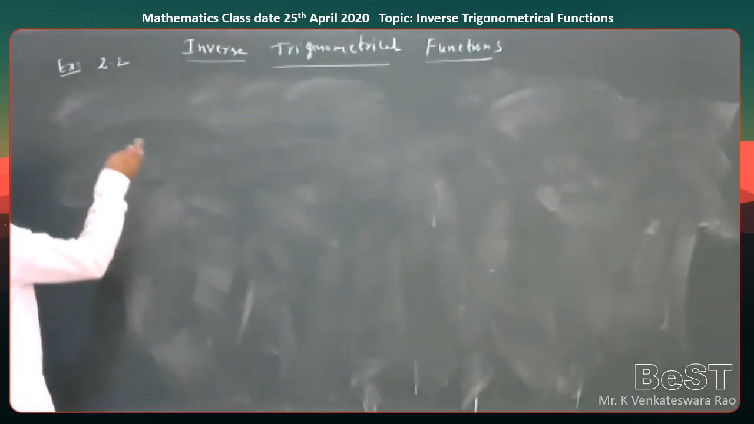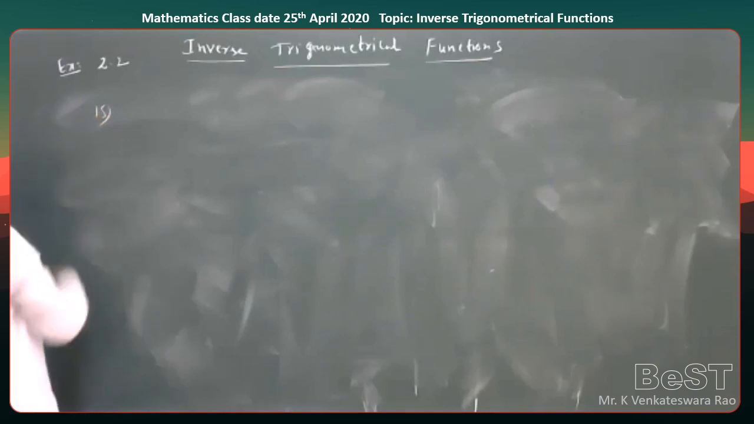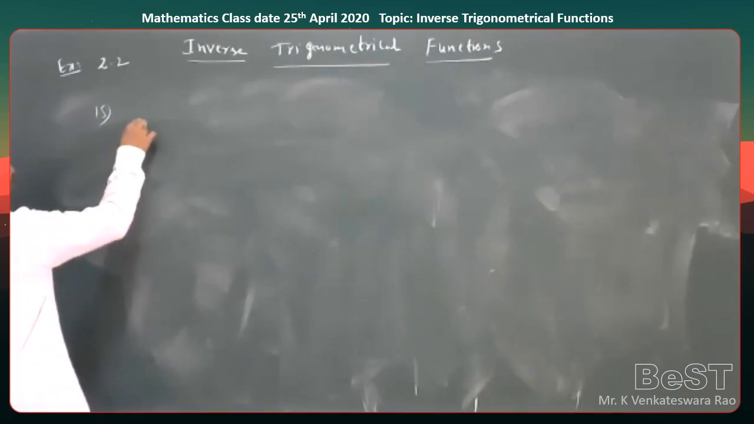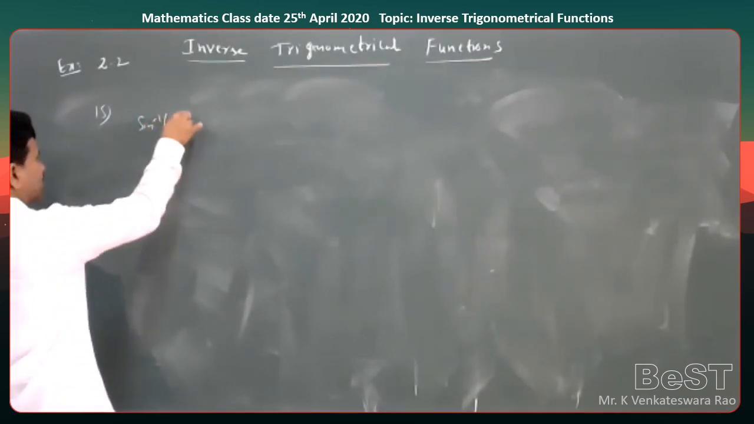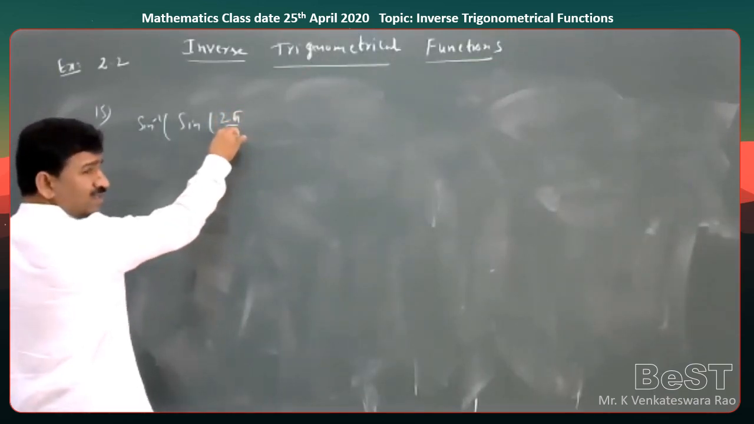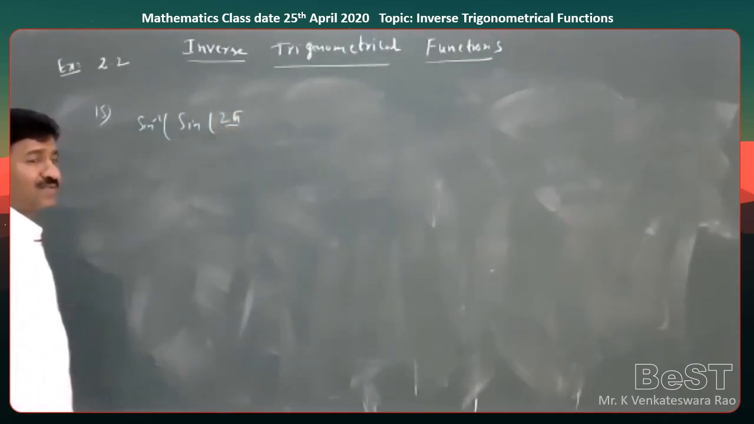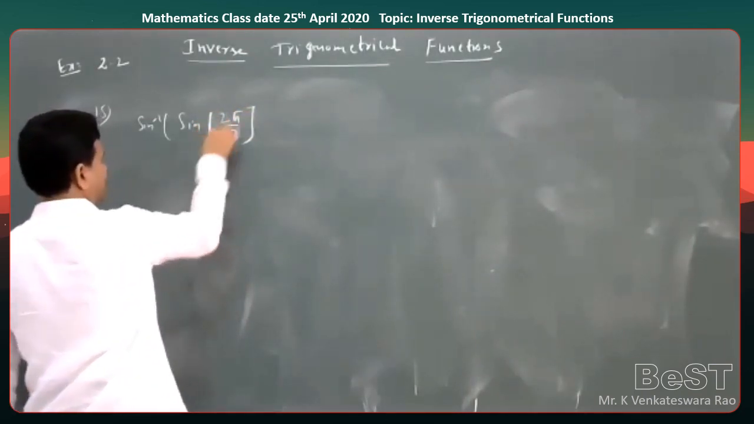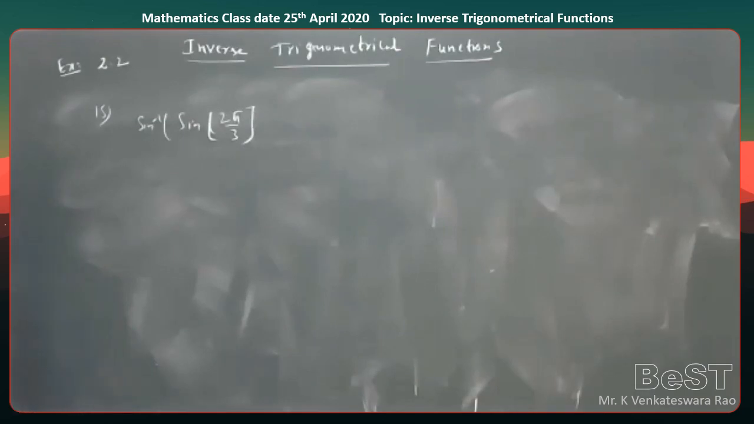Now next problem. Find the values. Tell me the first problem: sine inverse of sine of 2 pi by 3. Find the value of this one.